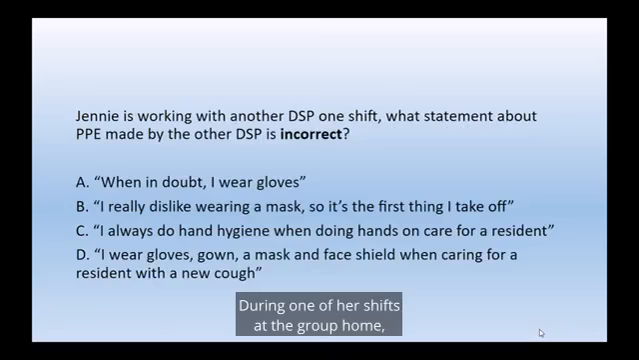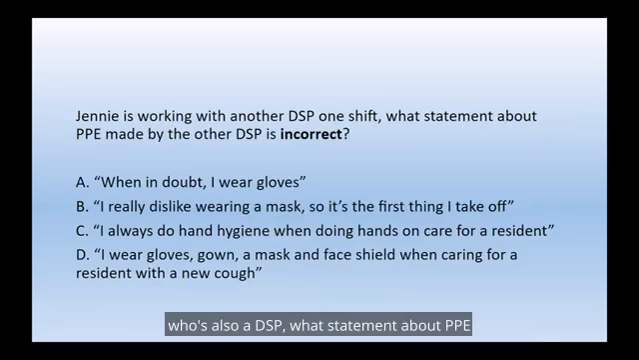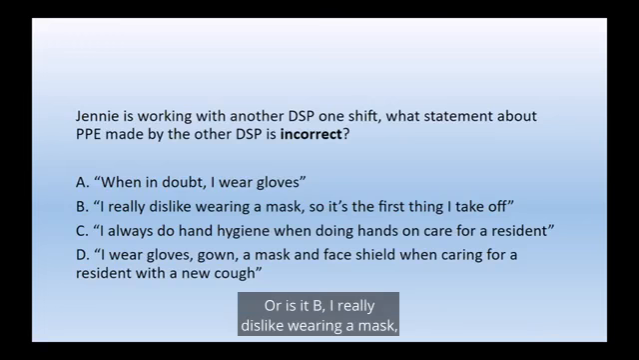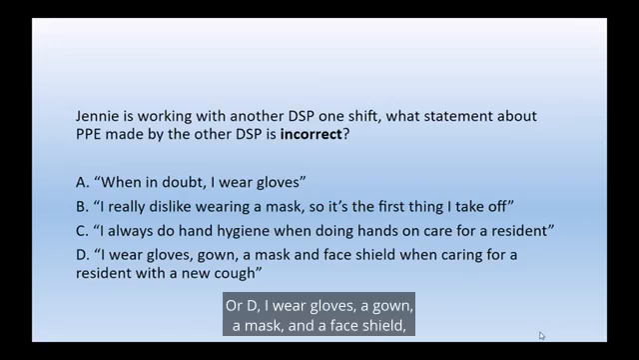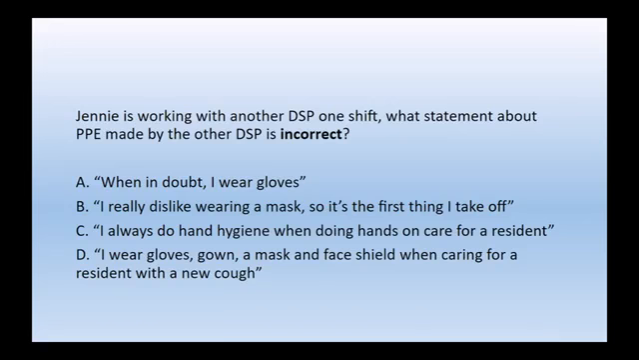During one of her shifts at the group home, Jenny's working with one of her colleagues who's also a DSP. What statement about PPE made by this other DSP is incorrect? Is it A, when in doubt, I wear gloves? Or B, I really dislike wearing a mask, so it's the first thing I take off? Or C, I always do hand hygiene when doing hands-on care for any resident? Or D, I wear gloves, a gown, a mask, and a face shield whenever I care for a resident who has a new cough? Which one of these is incorrect?